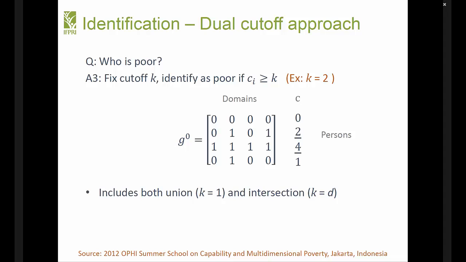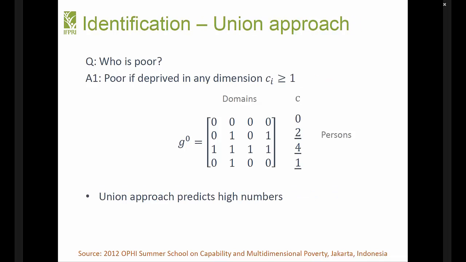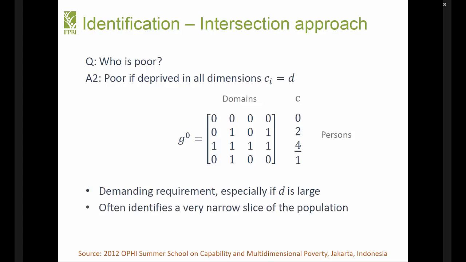What this is saying is that it includes both the union and the intersection. Remember the result when we used a union approach? Three. All 3 of them were poor. And in the intersection, it's only 1. And then in the dual cutoff, only these 2.